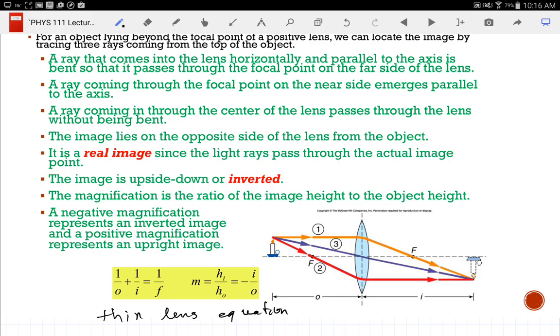We use the three rays on the tip of the object, and then we find our image by going from where the three rays converge back to the principal axis. So this is inverted. Is this a real or a virtual image? Real, he says. Why do you say real? Because that's where the light actually converges. Yes. The light rays actually hit there. If they actually meet there, then it's real. If they don't actually meet and it's just the projection of what we see, then it would have been virtual.